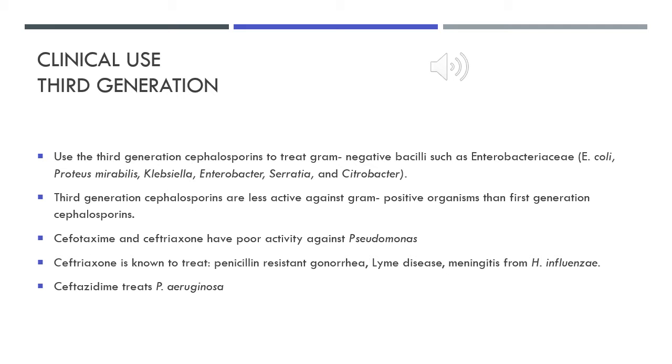So here's what we know. Cefotaxime and ceftriaxone have poor activity against Pseudomonas. Ceftriaxone, though, is known to treat the following: penicillin-resistant gonorrhea, Lyme disease, and meningitis from H. flu.